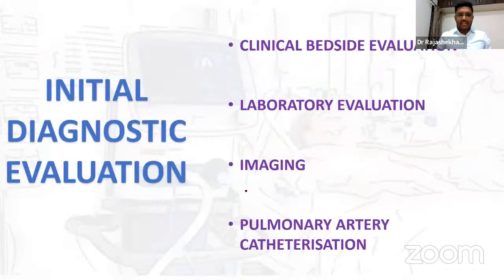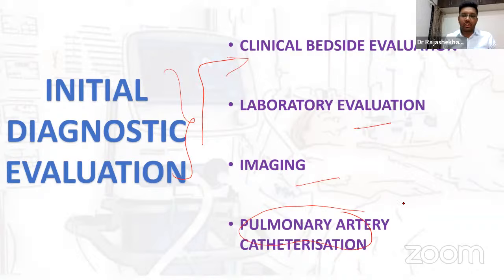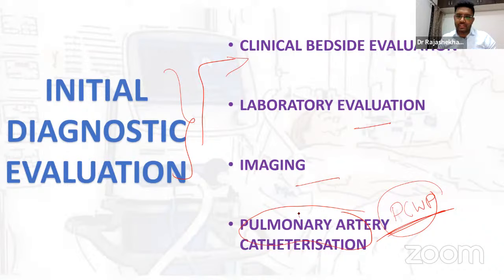After stabilizing these patients initially, and identifying all these emergency conditions, then comes the initial diagnostic evaluation. Then you do a bedside evaluation, the laboratory evaluation, the imaging, and earlier the pulmonary artery catheterization to measure the pulmonary capillary wedge pressure, which was considered part and parcel of the shock assessment or approach. Nowadays, it is not routinely used.